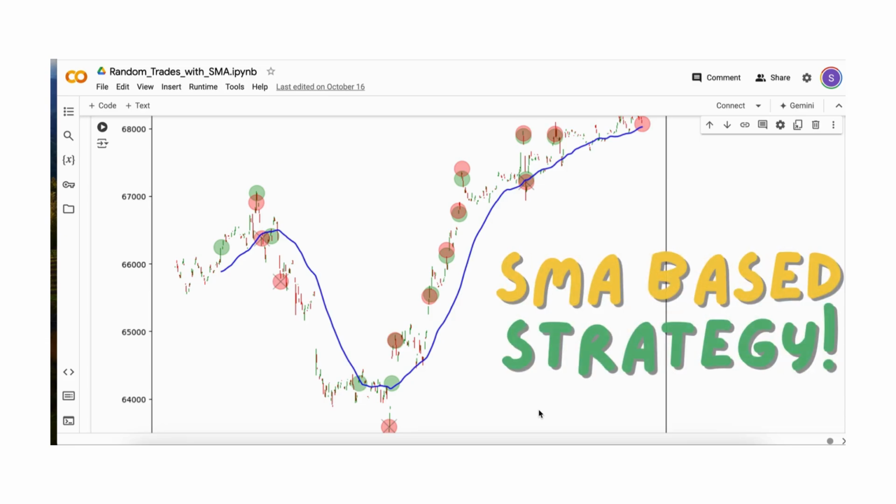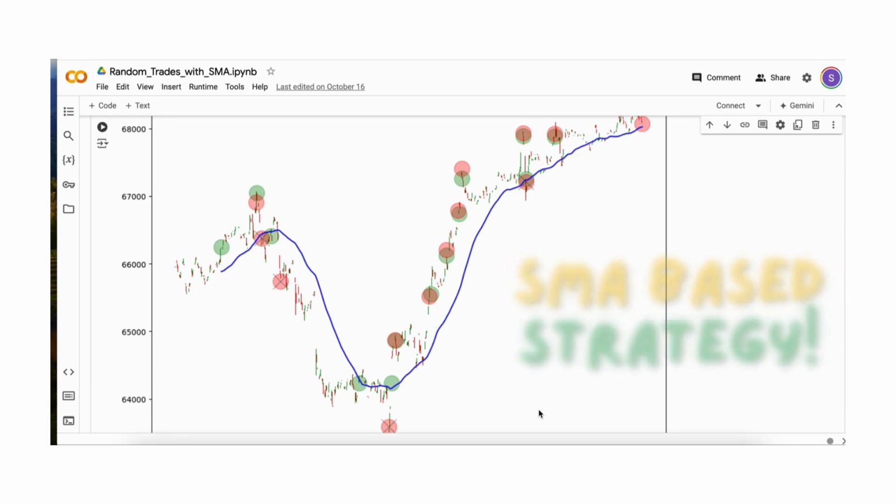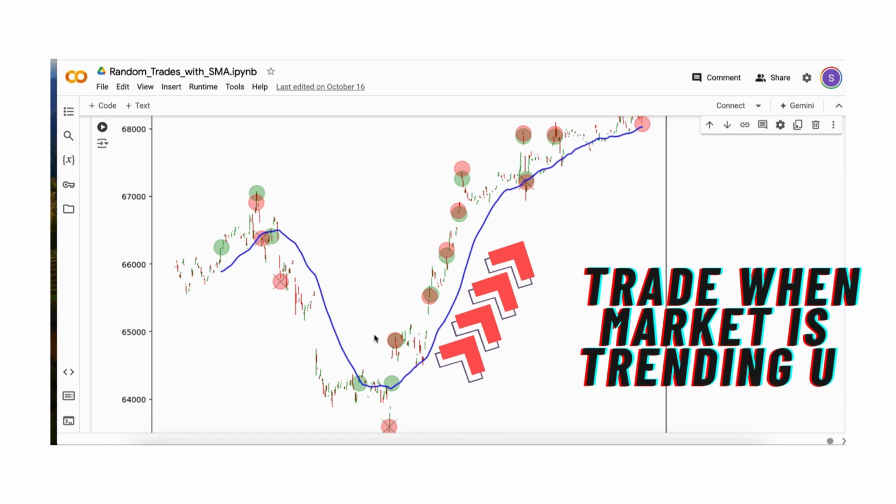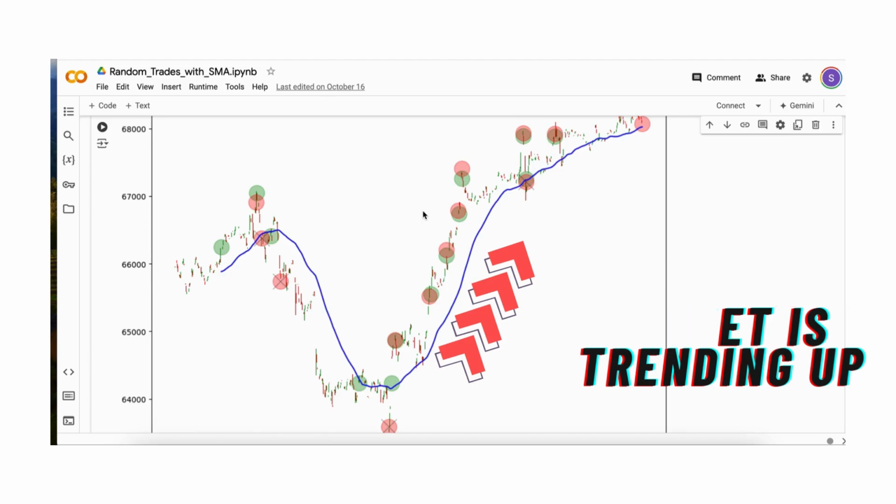In this video, we are going to backtest a trading strategy that is based on the simple moving average indicator. Our goal will be to avoid trading when the stock is trending down and only to take trades when the stock is trending up, such as in a situation like this. We are going to code this up in Python.